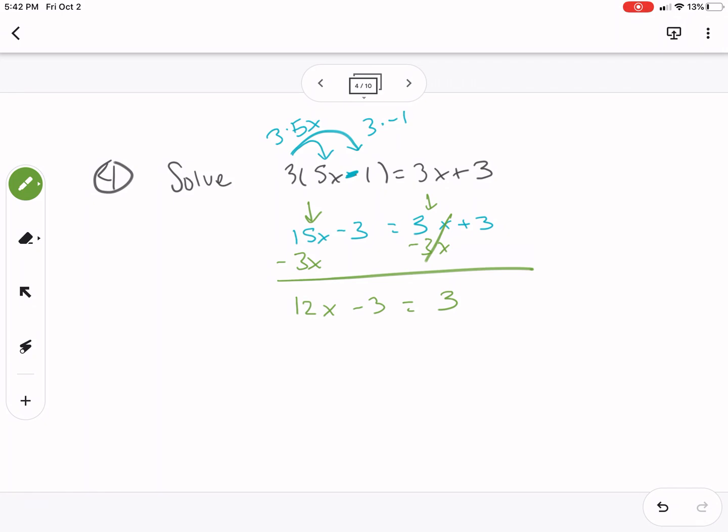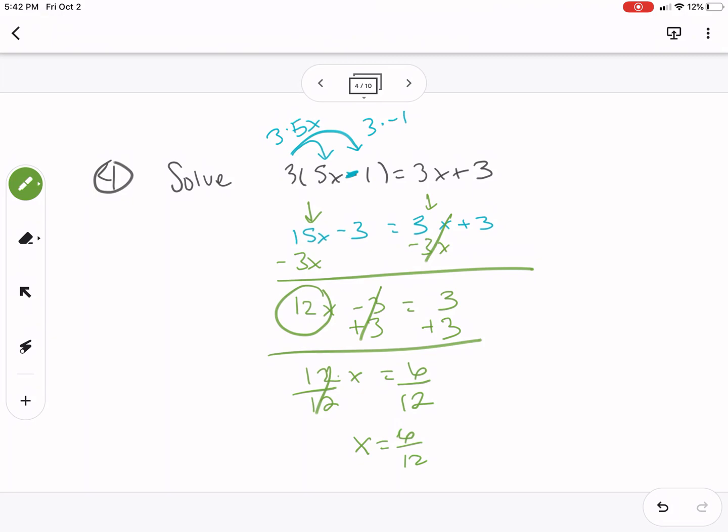From here, I'm going to continue to solve. So I need to move stuff away from x. 12 is stuck to x, so I'm going to get rid of my 3 first by doing the opposite. So I get 6, and then the last step, they're multiplying 12, so you would divide by 12. Here I'm going to simplify. So 6 over 12, don't say it's 2, that would be 12 over 6. I can divide both of those by 6. So if I divide by 6, my fraction becomes 1/2.